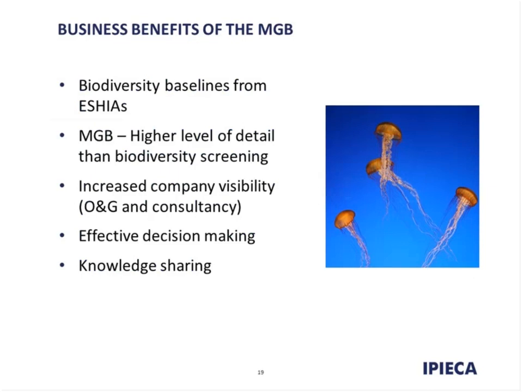On this last slide from my side, I wanted to talk about the benefits of the MGB for businesses. We all have biodiversity baselines. We carry out oceanographic studies. All this information is most of the time shared with the government, so it's publicly available information. But the aim of the MGB is, as Phil said at the beginning, to centralize all this information for better decision making. The MGB also has a higher level of detail than simple biodiversity screening for flora or protected areas. It has more detailed reports from specific sites.